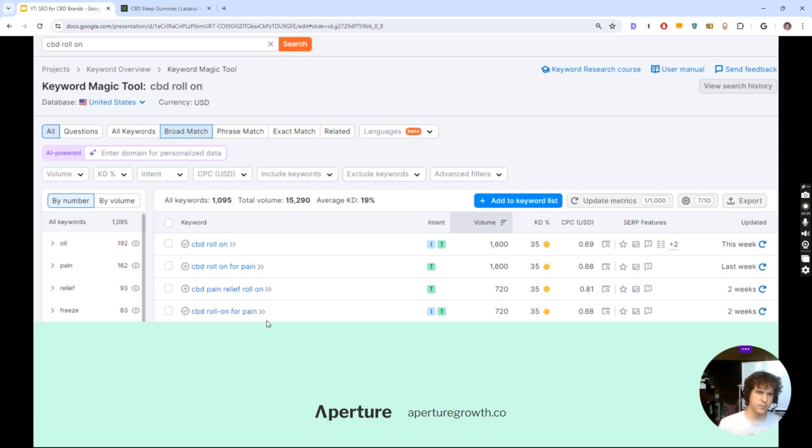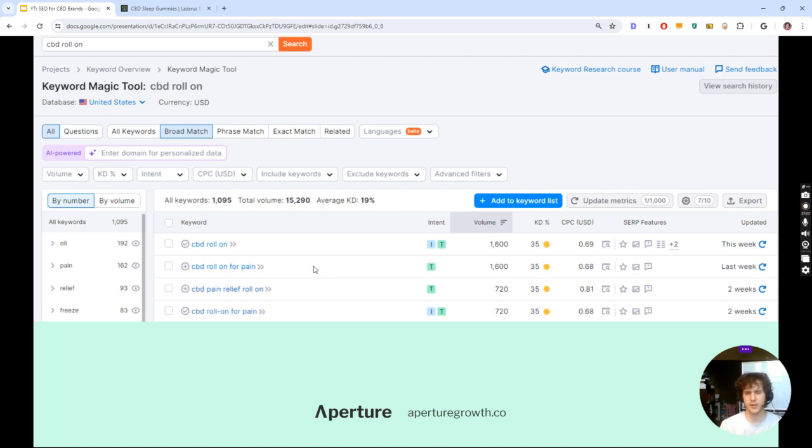Here's an example. Say I sell CBD roll-on, the CBD roll-on topicals. I look this up on SEMrush. This keyword gets 15,000 searches a month. Now, the average difficulty is already pretty low. On the keyword, the CBD roll-on, the head keyword is 35. Overall, it's 19. So not too difficult a keyword to rank for.